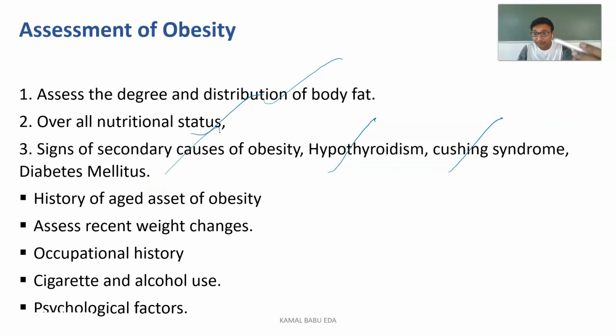And you have to take the history of the aged, assess the obesity. You have to assess the weight changes: from which age to which age he was thin, and from which age to which age he became fat. What is the occupational history? Means what kind of work he is doing, either physical activity work or physical inactivity work, and whether he is having any alcohol use or cigarette smoking, or whether he is having any psychological factors. So these are the things we should keep in mind while we are assessing obesity.